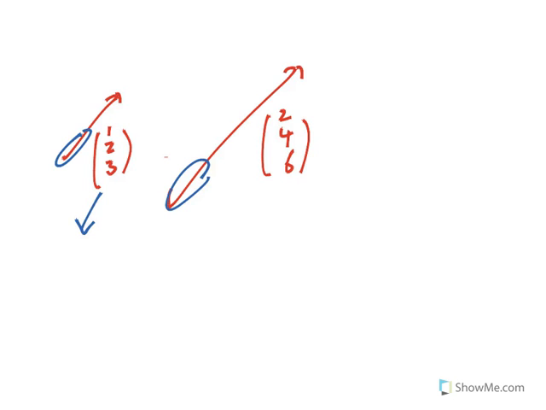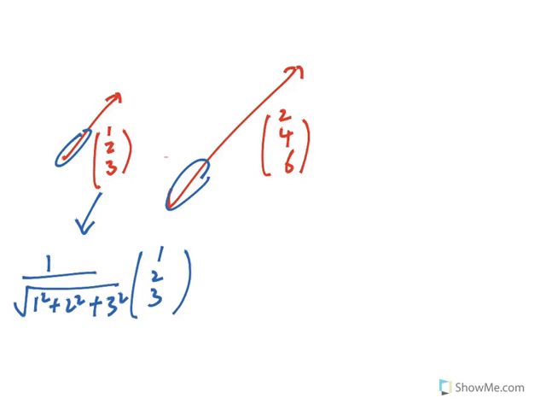Okay, very quickly I'll show you this. What's the unit vector for this? 1 over square root of 1 square plus 2 square plus 3 square. 1, 2, 3 equals 1, 4, 9. 9 plus 4 is 13, plus 1 is 14. Square root 14, right?